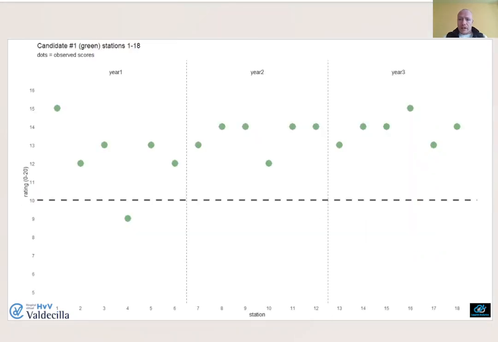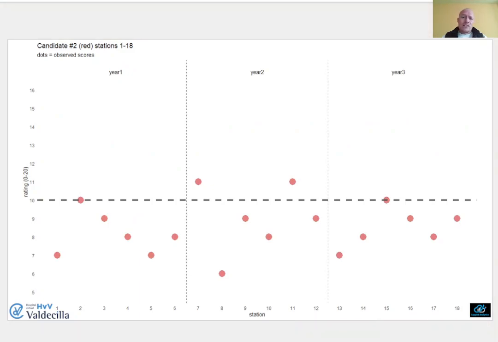So here you see the first of 3 hypothetical candidates of this example. Each of 18 stations results in a performance rating that can range from 0 to 20, with 20 being the best score and 10 being the minimum passing score, or I prefer the term borderline here, just at 50%, just enough, perhaps with a few minor lapses that in a real clinical situation would normally have no serious implications for patient care. You see that this candidate in general performs above or well above the minimum standard of 10 points or 50%, with the exception of just one occasion in the first year.